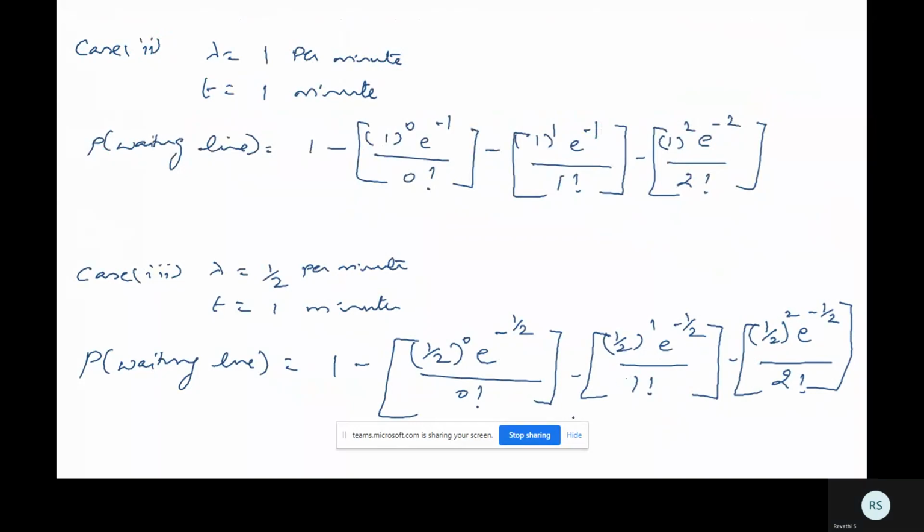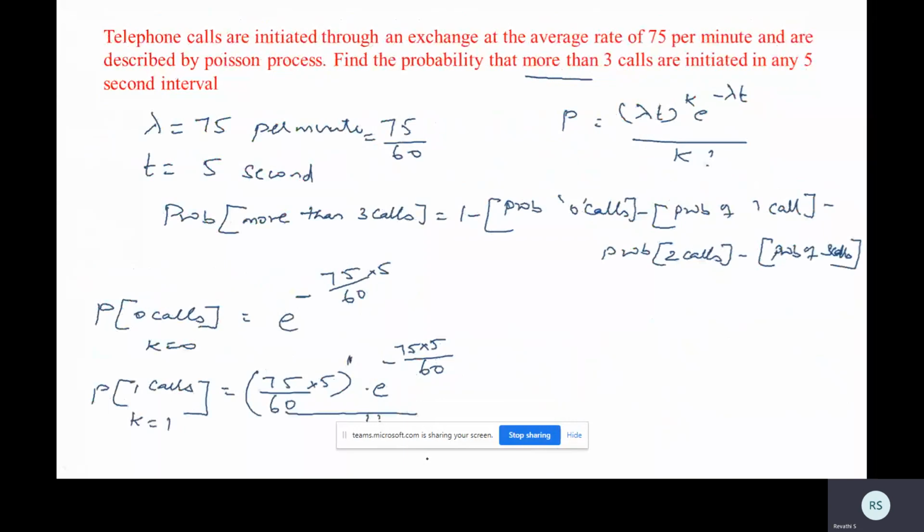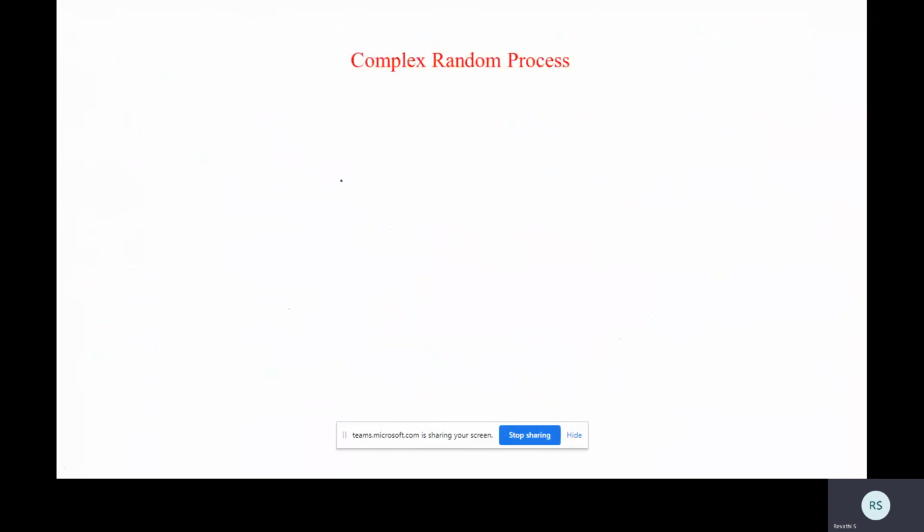The only thing you need to understand in the Poisson distribution is how to identify lambda and how to identify t. t is nothing but the time interval given. Lambda is nothing but the rate of occurrences, and k is nothing but how many exact occurrences. Okay, so if you know how to find these 3 parameters, you are just substituting in the equation of probability given to get the answer. There is nothing more than this in the Poisson distribution. So complex random processes and discrete random processes I will be covering in the next video.